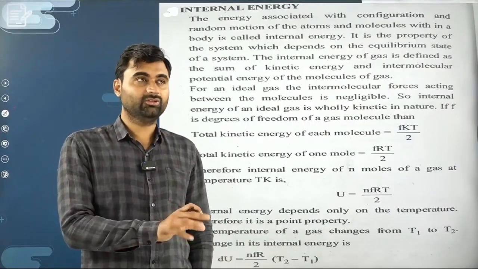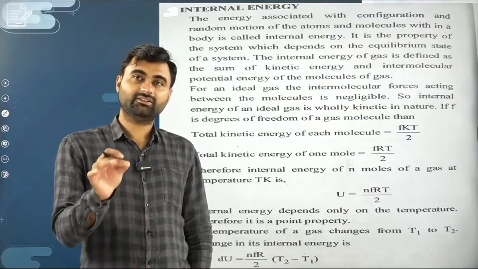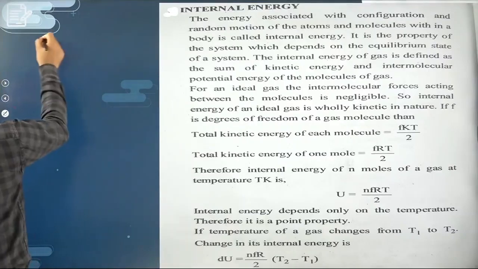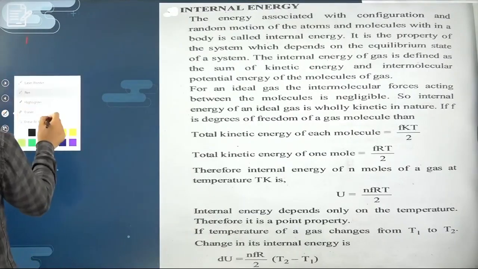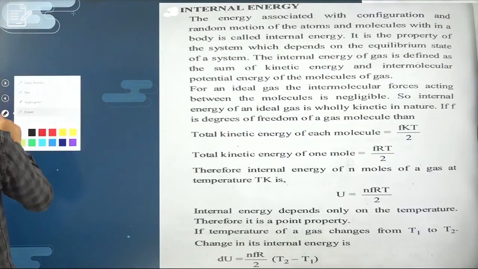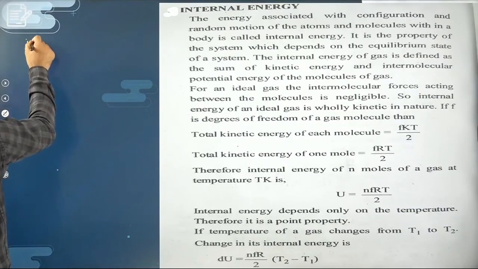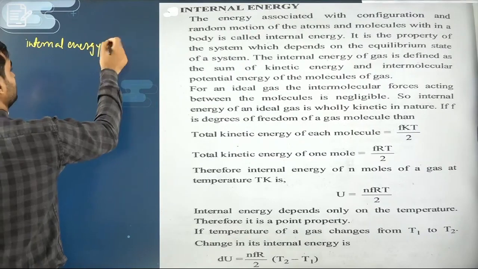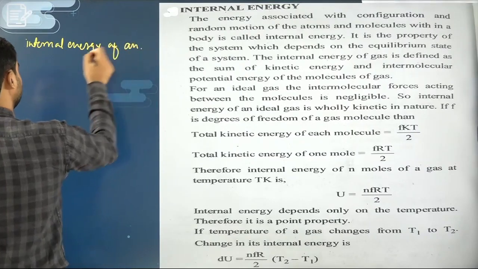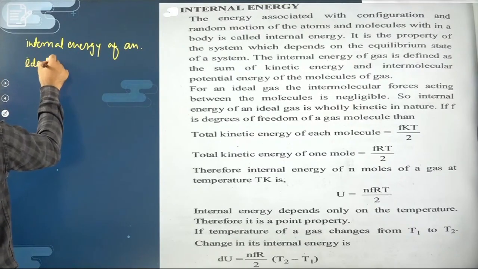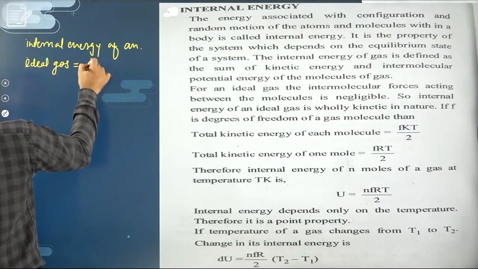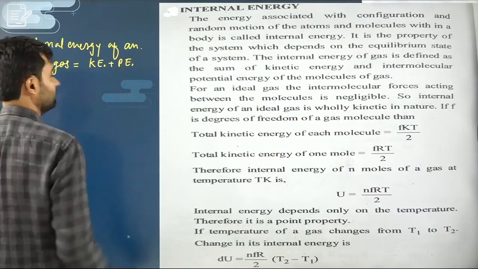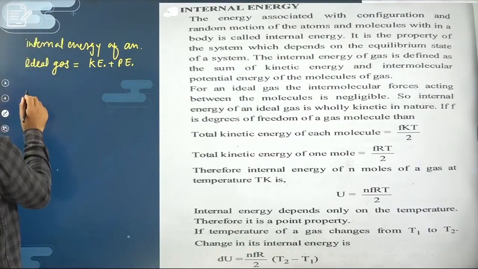So internal energy of an ideal gas is nothing but the sum of KE plus PE, where PE is potential energy. So the first point: the internal energy of an ideal gas is equal to kinetic energy plus potential energy, KE plus PE.